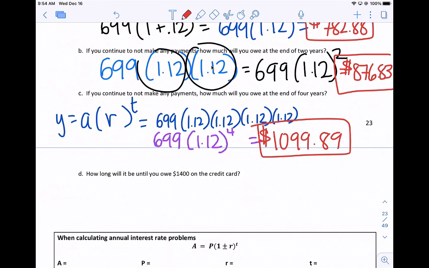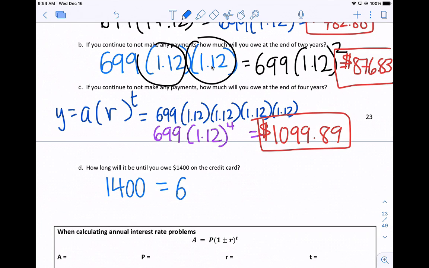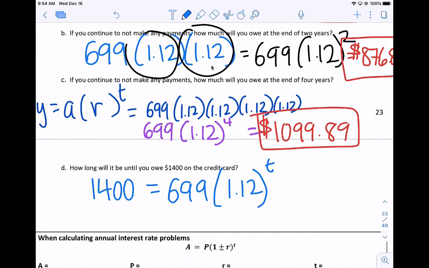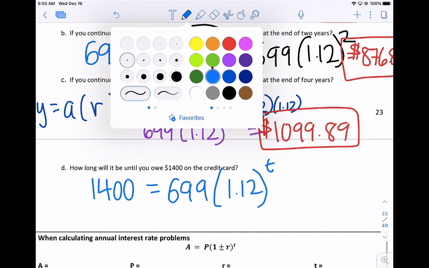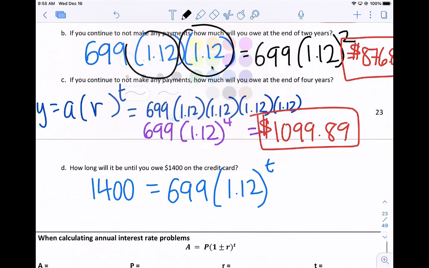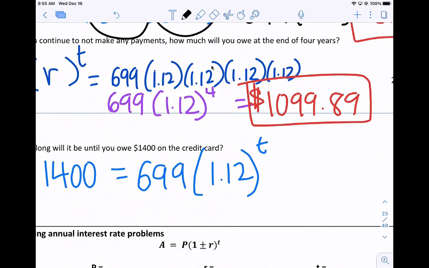So then it says, how long will it be until you owe $1,400 on the credit card? All right, it's a lot of money to owe on that credit card. How long will that take? So now we know the amount, $1,400. The starting amount was $699. It's growing at 12% per year. We want T. And again, we don't know how to solve for T if that's the exponent. We don't know the inverse of that yet, which we will learn later on this chapter. So this is a guess and check problem.